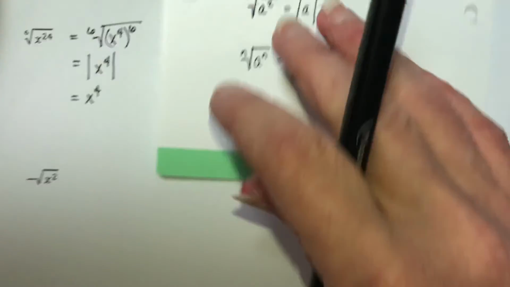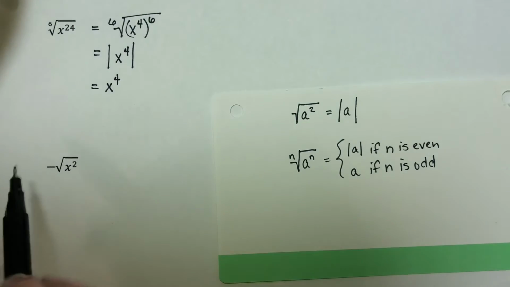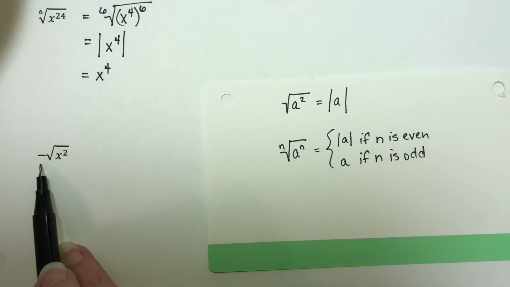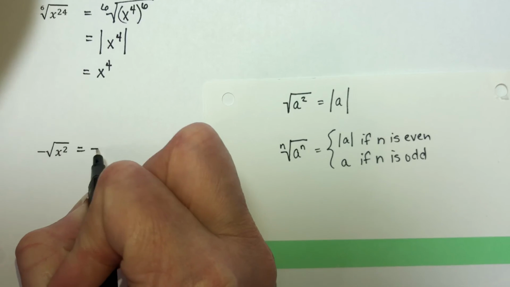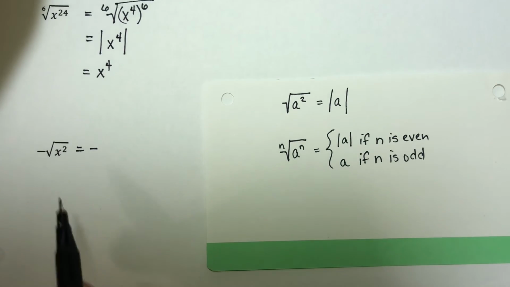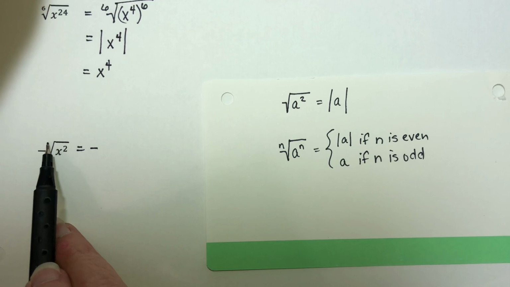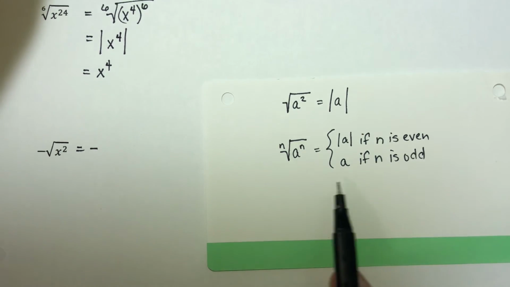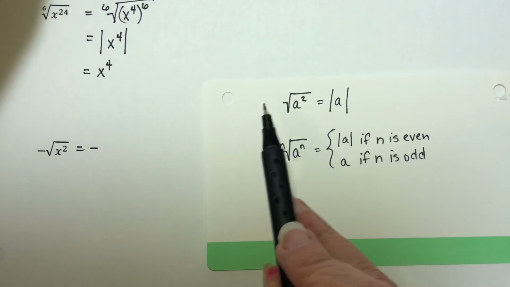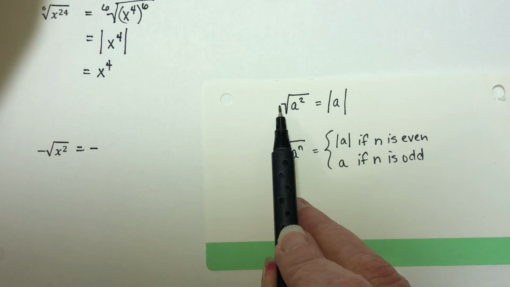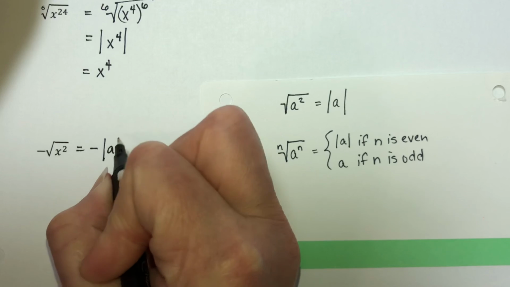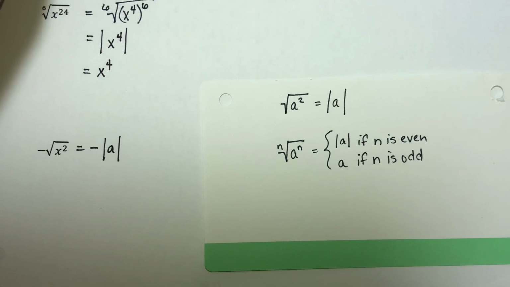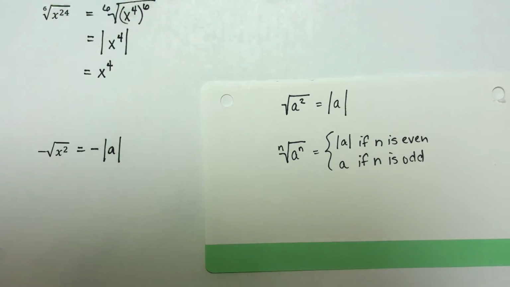Okay, so one more. I want to find the negative square root of x squared. A negative on the outside, you bring over the negative. Now this is an understood 2, so we have the same index and exponent if you want to think of it this way, but we definitely have this already written down as a special case. The square root of a squared is the absolute value of a. So you put a in absolute values and a negative on the outside. And that's it for this section.